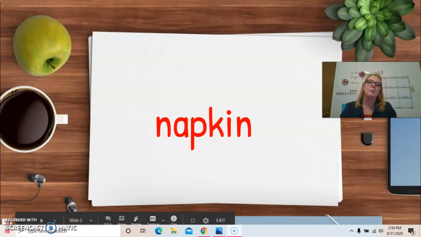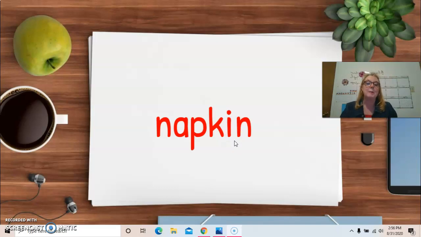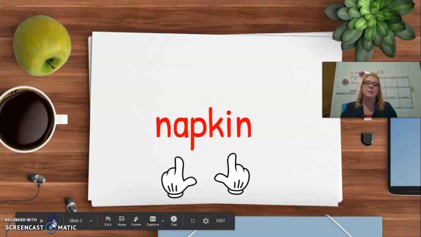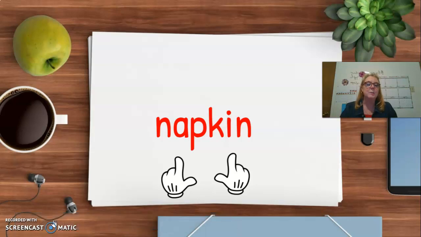How many vowels, sounded vowels, are in this word? You see 1, 2 sounded vowels. That's correct. So there are 2 sounded vowels in this word. That means there's going to be 2 syllables in this word. So let's put some fingers underneath those sounded vowels. All right? So look between those 2 vowels. What do you see? That's correct. You see 2 consonants.